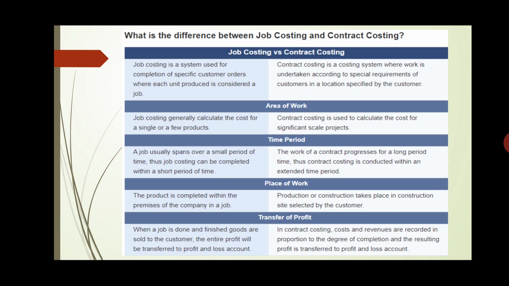For example, if the contract is for 5 years related to the construction of a building, you don't have to wait for the 5 years to complete and only then show either profit or loss in your accounts. What we can do is show the cost or the revenues according to the degree of completion of the project, meaning whether 40% of the task has been completed or 50% of the contract has been completed.